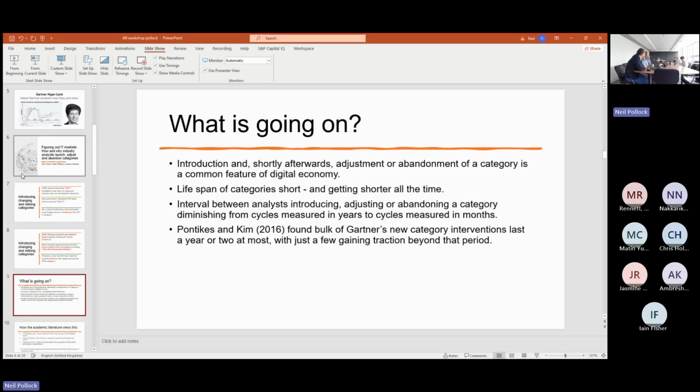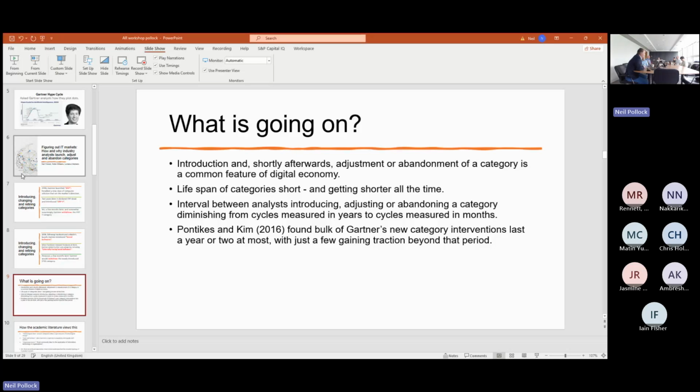So from the outside perspective, as an academic or people who are not in this kind of game, no one has got a clue what's going on. Why would Gartner be introducing new categories, segmenting them, changing the names, and then killing them off within the space of a few months? It's not clear to people what's going on.